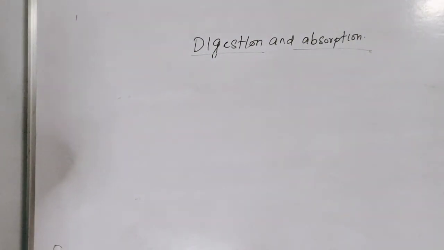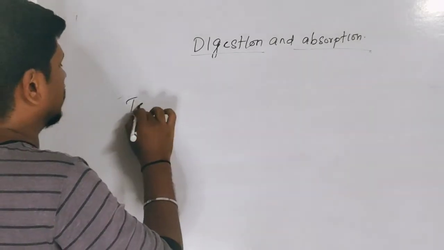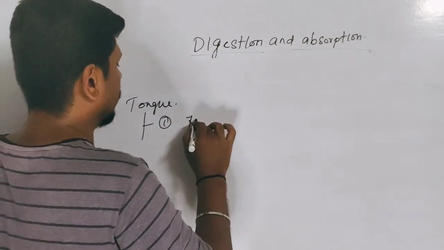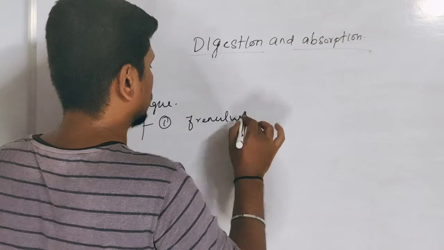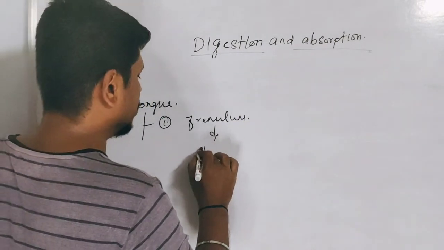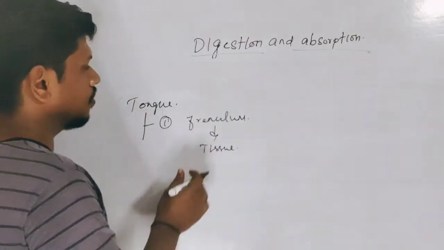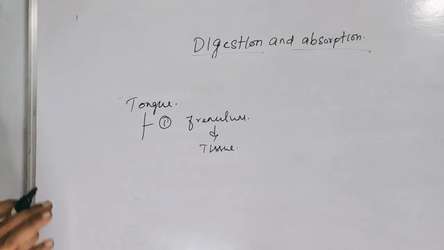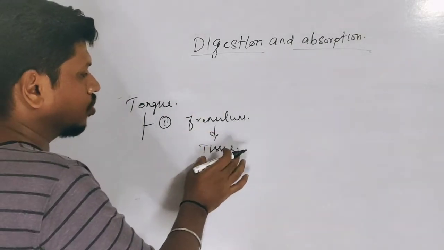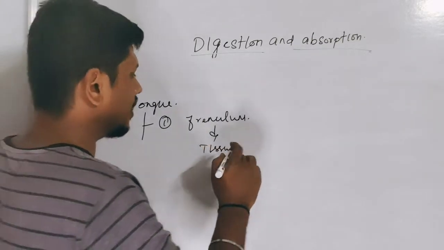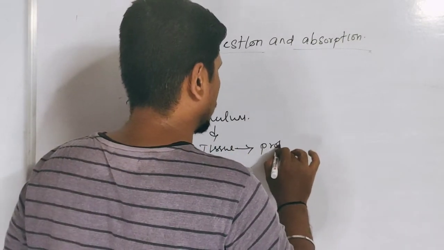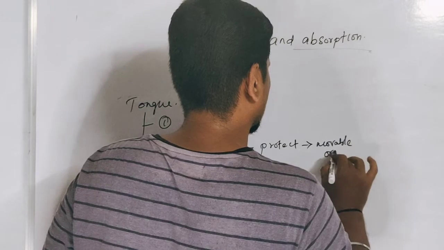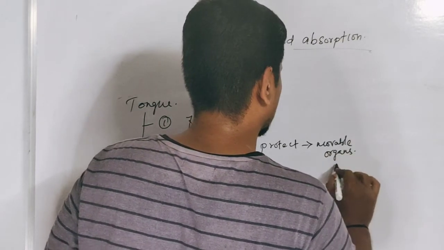Now, listen. With respect to tongue, one more term I want to discuss. Frenulum. Yes, frenulum, it is one of the tissues. Right? What is the purpose of frenulum? It is going to protect movable organs present in our body. Yes, I repeat, frenulum is one of the tissues responsible to protect movable organs, especially in tongues.